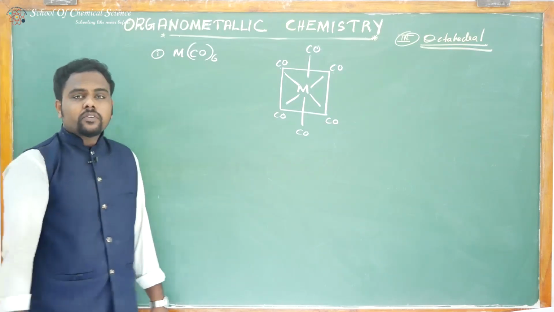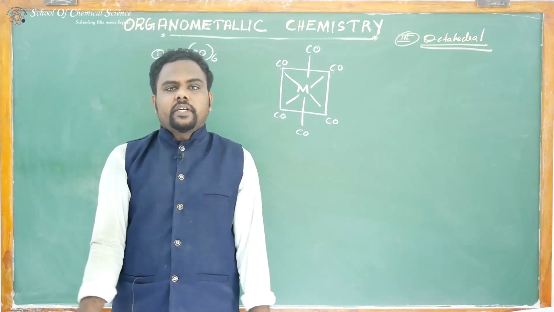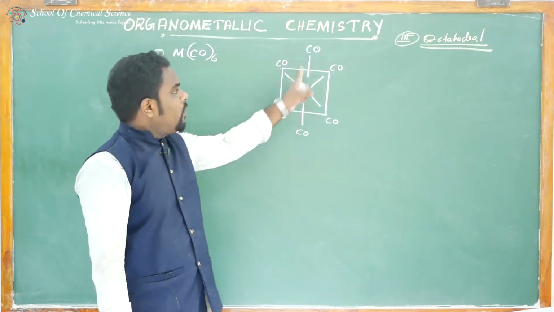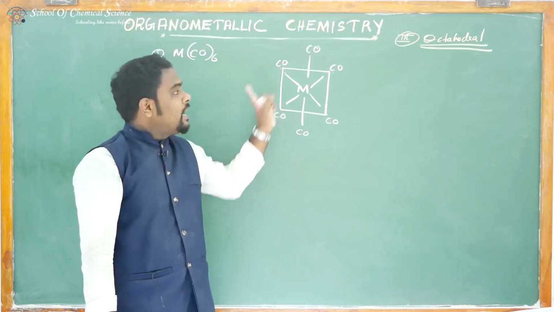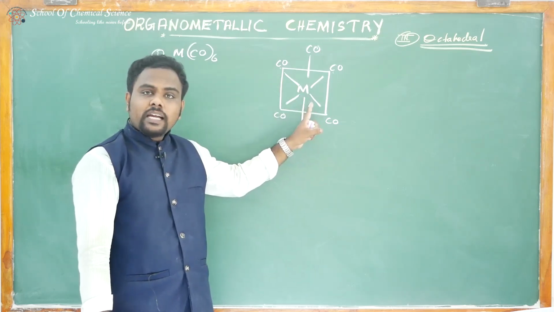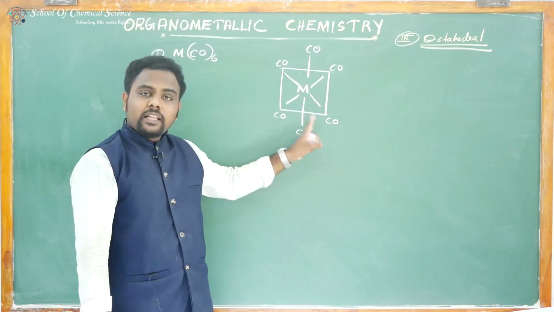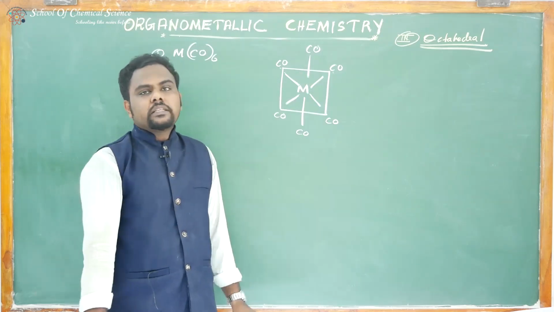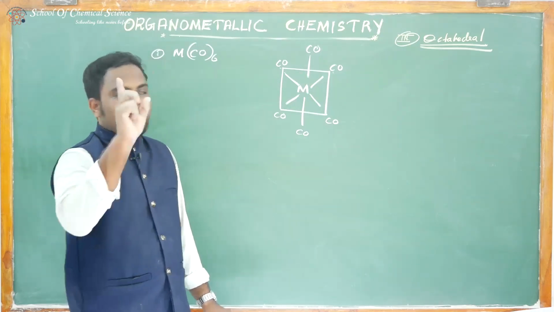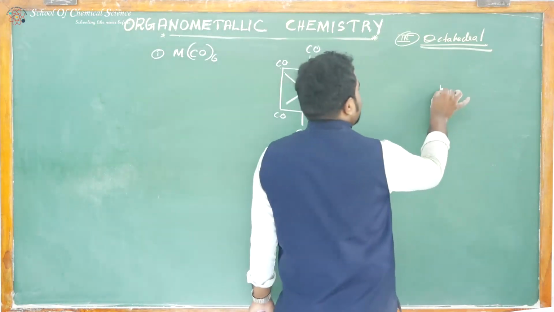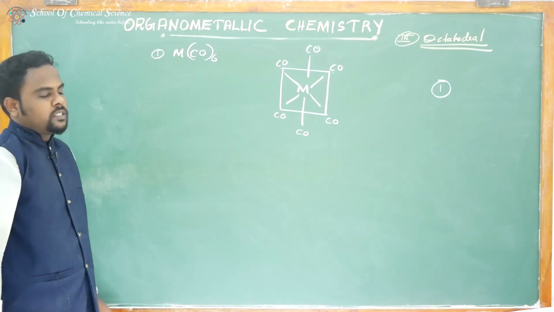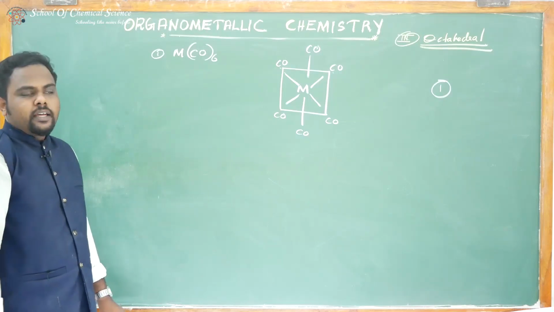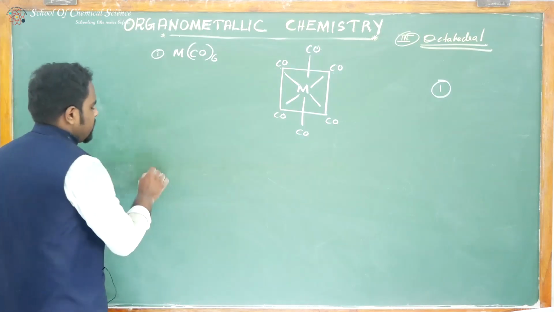The peculiarity of octahedral is that it is highly symmetrical. Highly symmetrical means all the bond lengths are equivalent, all the bond angles are equivalent. Axial as well as equatorial bond angles are 90 degrees. So octahedral is highly symmetric. For symmetric, number of IR bands equal to 1. Only 1 IR band. Note it. For any symmetrical arrangement, only 1 IR band.